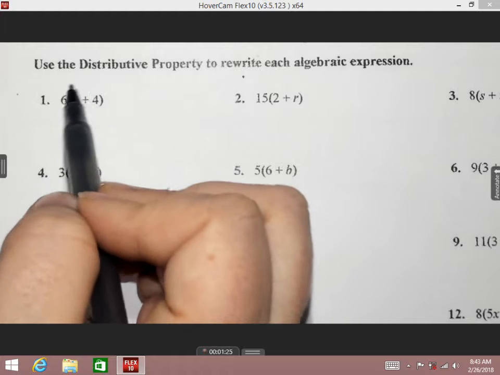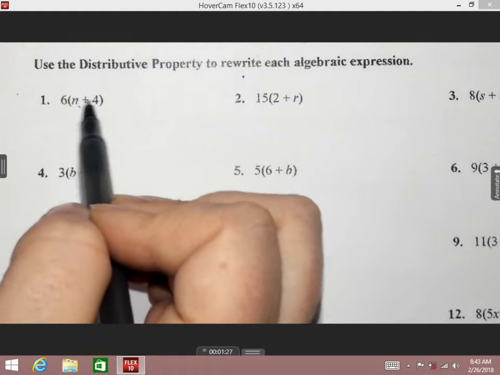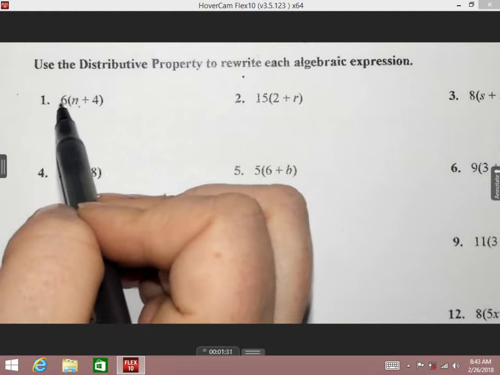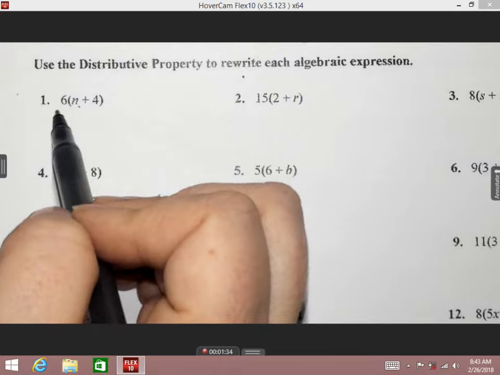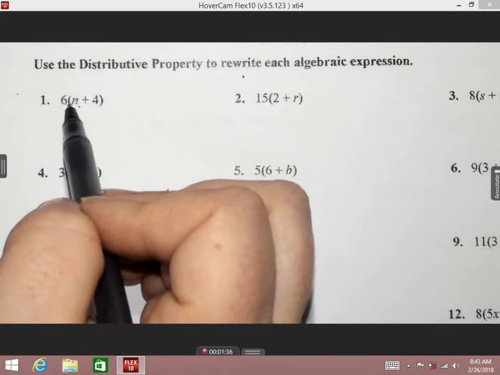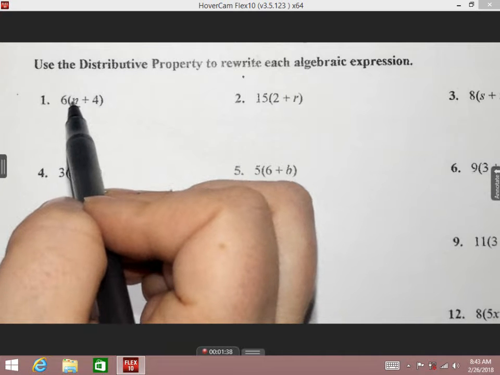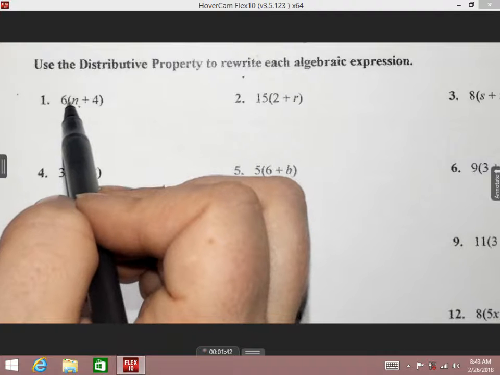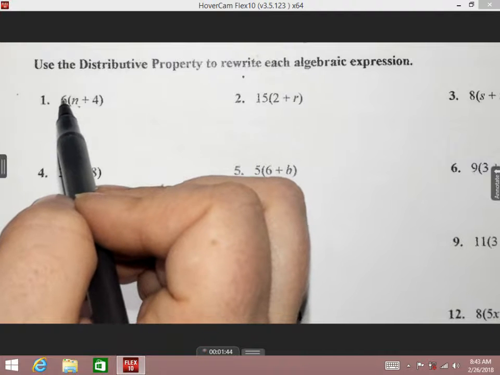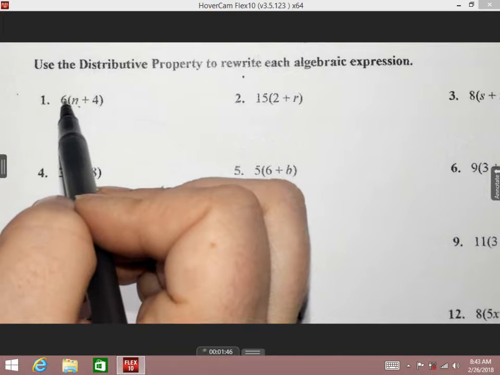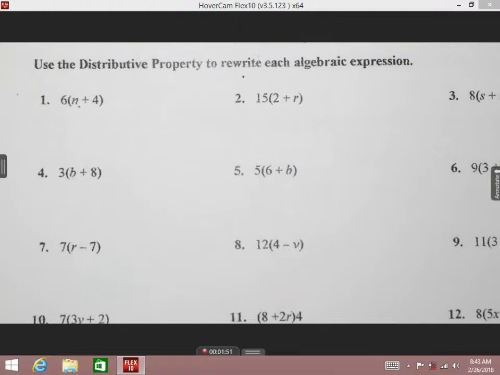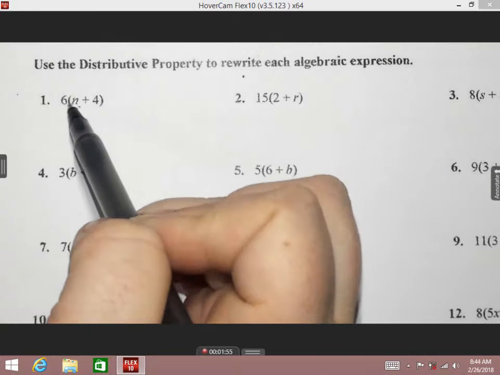So outside of the parentheses, what do I have? I have this 6, right? Now this 6 is right next to those parentheses. So what operation is it? Raise your hand, please. What operation is it when a number is right next to something? Faith? Multiplication. Okay, so what operation are we talking about right now? Multiplication, because 6 is right next to those parentheses.